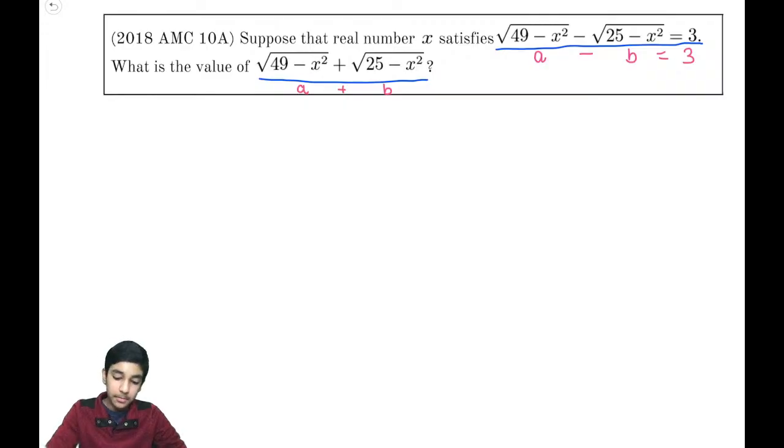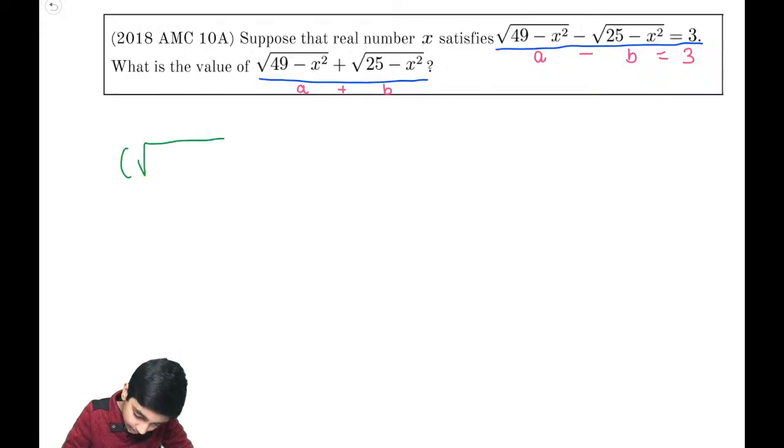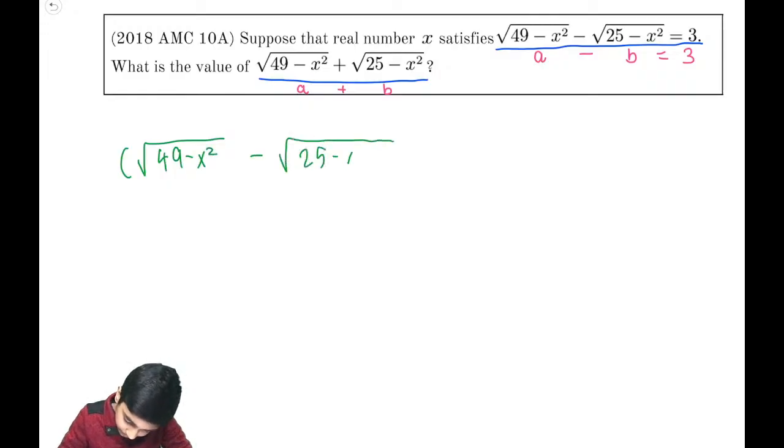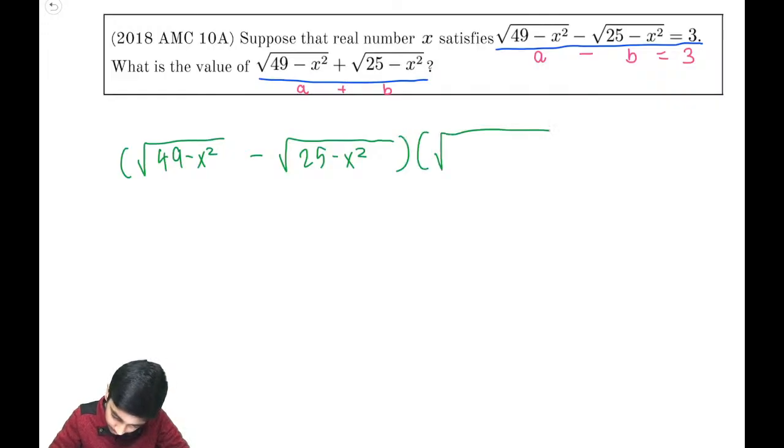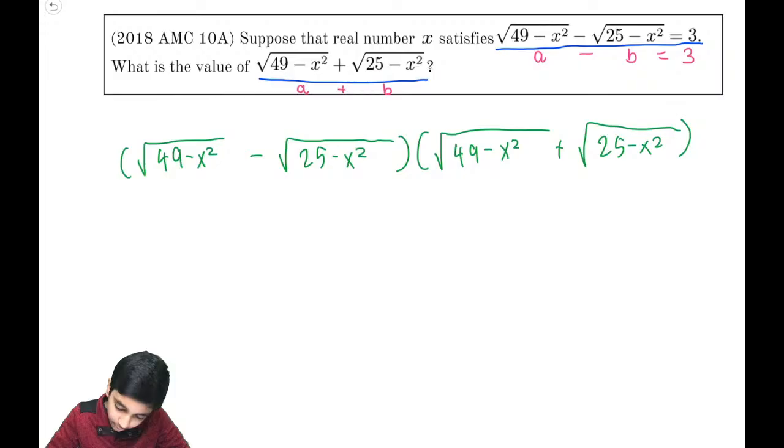Now let's go to the solution of this problem. The idea here is you just multiply both of these expressions together. When you multiply these expressions together, they cancel out by difference of squares. So when you do 49 minus x squared minus square root of 25 minus x squared times square root of 49 minus x squared plus the square root of 25 minus x squared, if you multiply them together, let me just say that this quantity is equal to, let's use a better variable, maybe let's say this quantity is equal to L.